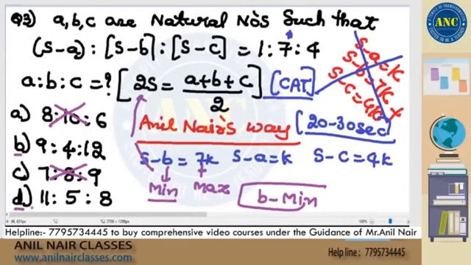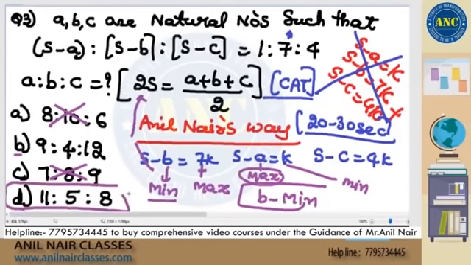Okay. Next, S minus A is K, which means it is 1. It is a minimum. If this is minimum, A should be maximum. A should be maximum, B should be minimum. What is the answer? 11 is to 5 is to 8. How much time does it take just to look at a question and answer it? Please tell me, sir.